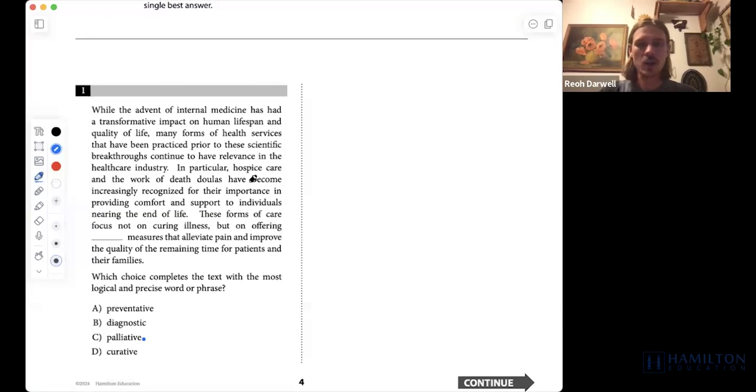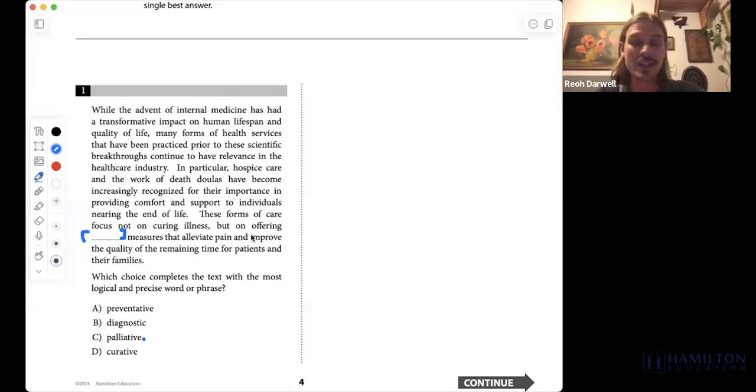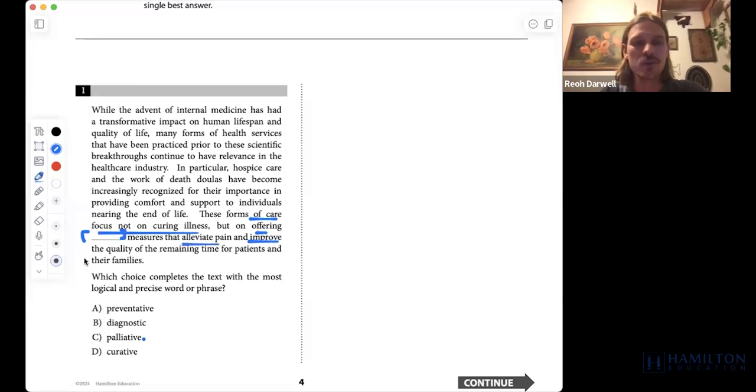So question one here, a word in context question. We have a fill in the gap portion. That means we're looking for a definition or a synonym somewhere in this text. So where we see a definition for the word that's being used is right here. That doesn't focus only on curing illnesses, but also alleviating pain and improving the quality of remaining life for patients and their families. All right.